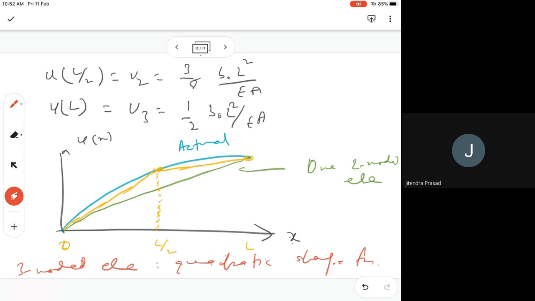Yeah, so any questions, guys? Sir, could you repeat this last statement about three noded element you said? Yeah, so three noded element has a quadratic interpolation function, and because of that, the solution you find will be the same as the actual solution. That's what I said, and that's what we will do next. Okay, next week.